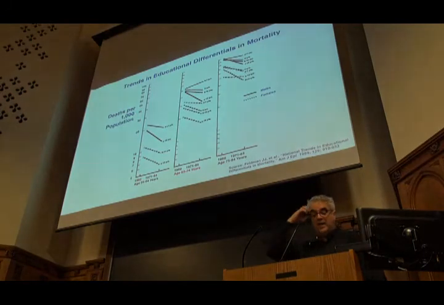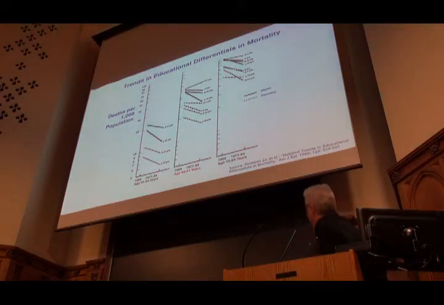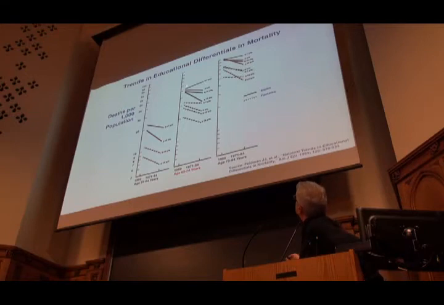Now let's look at how educational differentials in mortality overall are also widening. And this figure is also taken from your reading. And if you look at the middle panel, you'll see the following. So in the middle panel, it shows deaths per 1,000 population. The solid lines are men and the dotted lines are women. And here, let's just look at people that are 65 to 74 years old, okay?